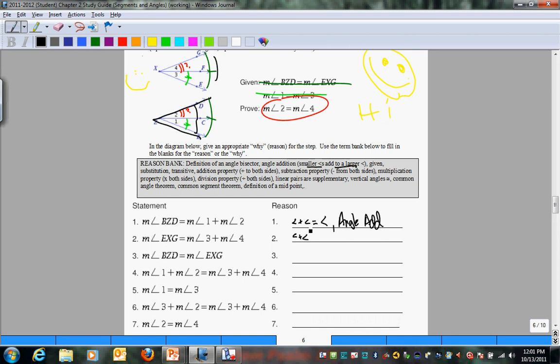Okay, so it's angle equals big angle. Again, angle addition. And you know what? You would do them a favor, guys, if you went over there and asked them how to do it, because if you force them to explain.